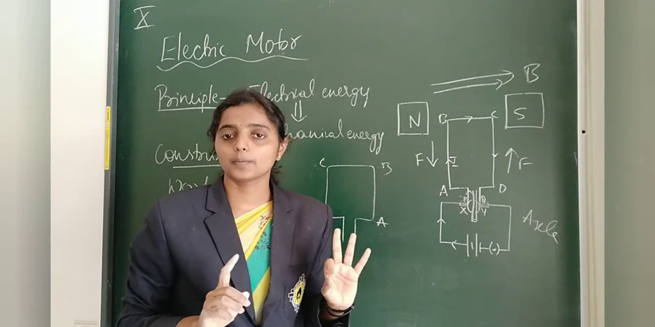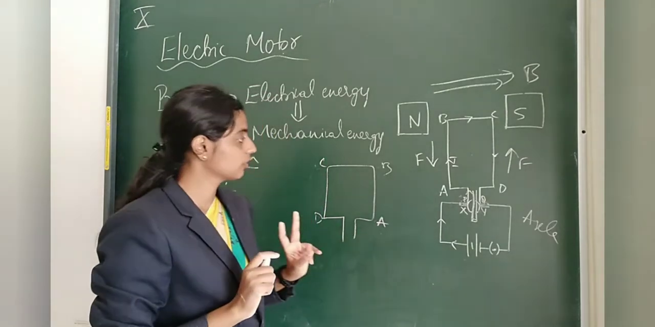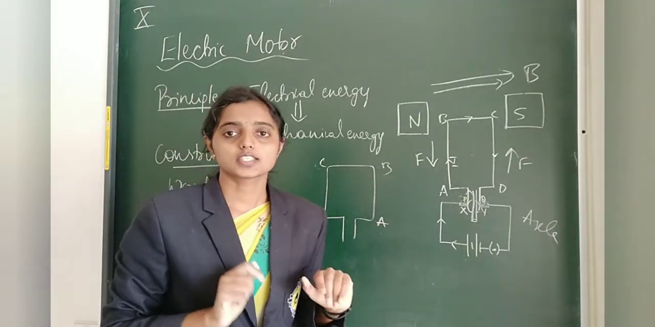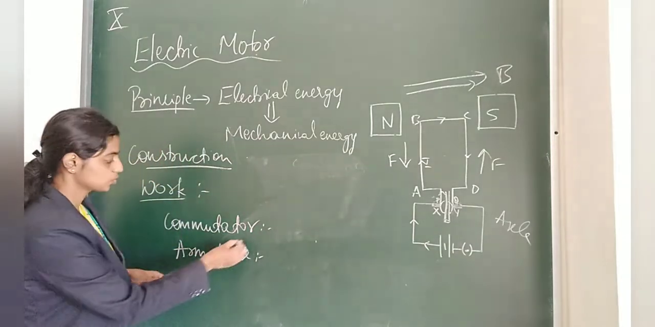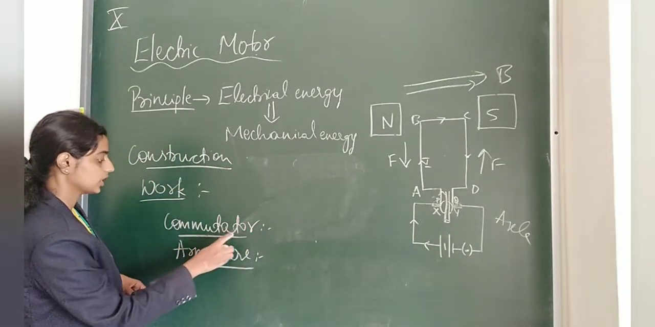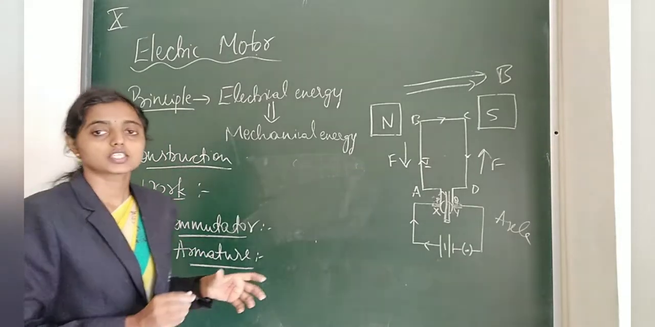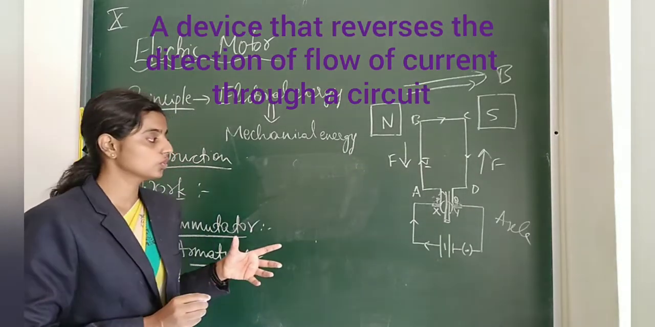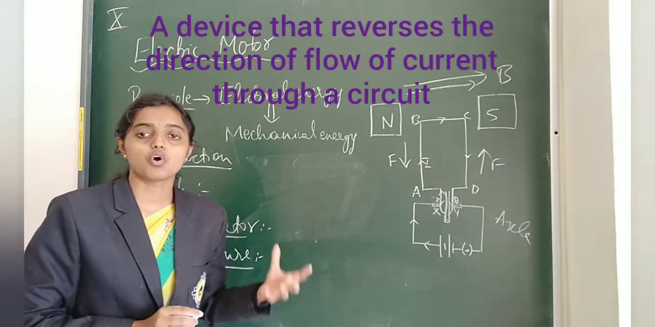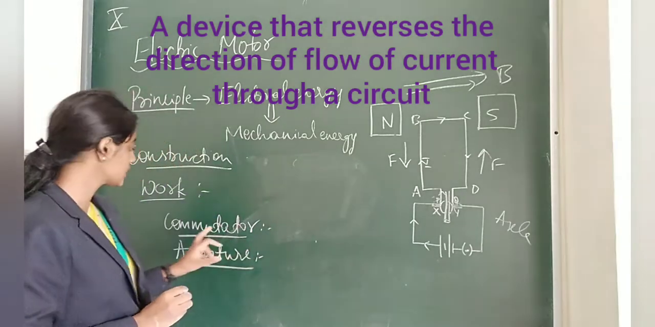Now we have two more points here which we should remember. That is, we need to learn two words, that is commutator and armature. Now let us see what is a commutator. It is a device which helps to reverse the flow of current. That is called a commutator.